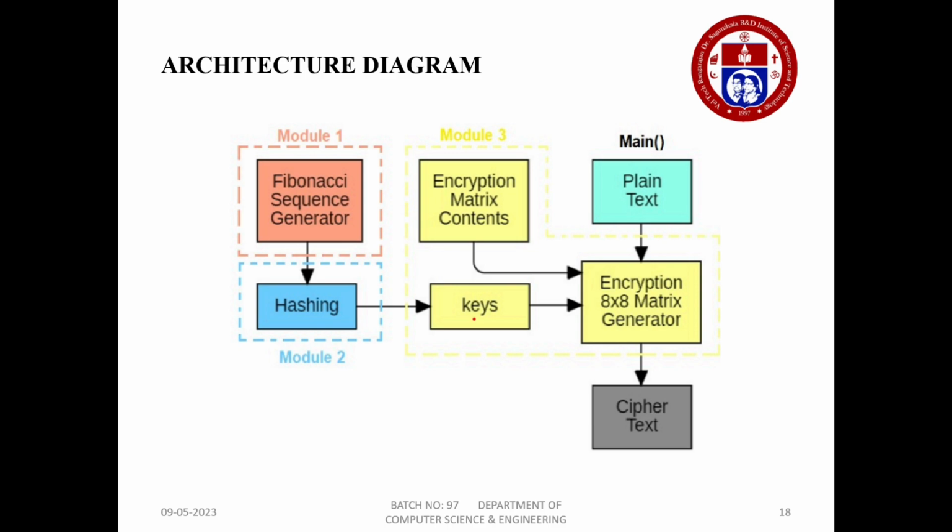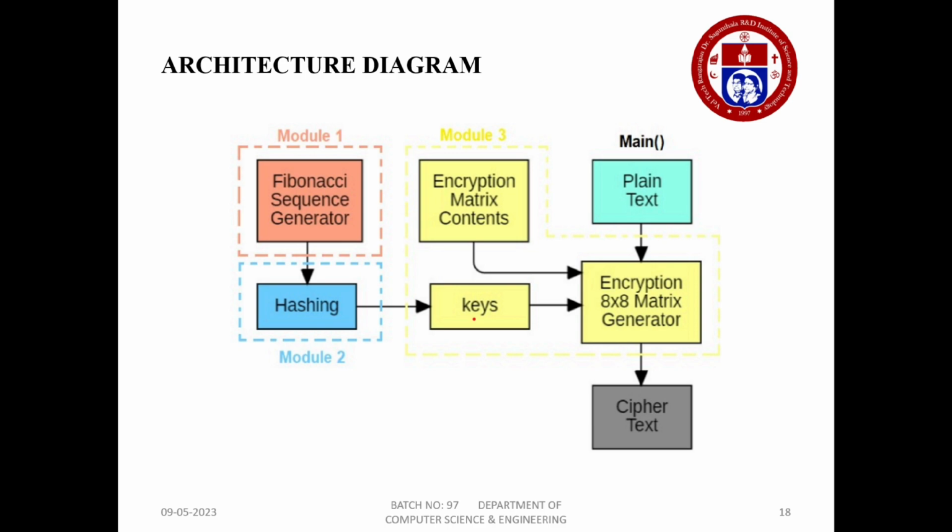Encryption matrix contains A to Z, Z to 1, and special characters starting from exclamation mark till all those special characters on the keyboard. First, keys will be imported into the matrix, then the encryption matrix contents which have not been inputted through the keys will then be inputted sequentially into the matrix until the 8x8 matrix is completely filled.